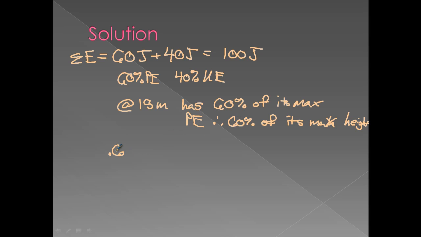So 60%, use a decimal as 0.6, so 0.6 of its maximum height equals that 15 meters. And the maximum height equals 15 meters divided by 0.6. So you get a max height of 25 meters. A lot of work for a very simple problem that if we just gave you the mass, it'd be very easy to figure out.